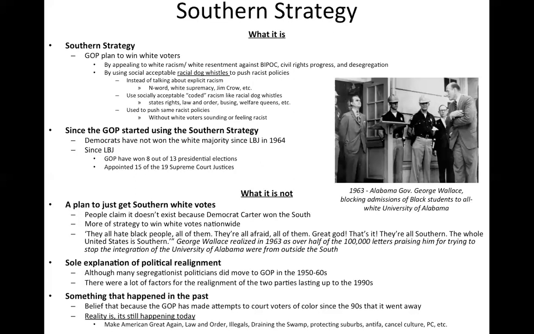Again, there are a lot of strategies: the Red Scare, anti-feminism, different economic views, different views on liberty, individual liberty versus social liberty, all this stuff. There are a lot of things to this, but the Southern Strategy was a significant component that is still being used today.